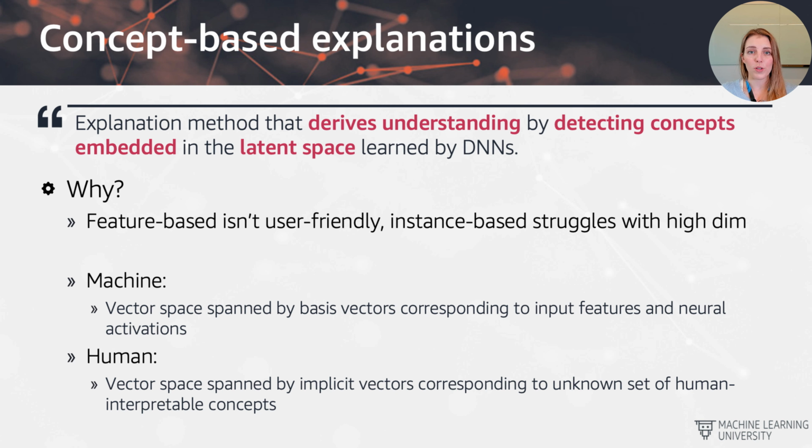Finally, I want to talk about concept-based explanations, or explanation methods that derive understanding by detecting concepts that are embedded in the so-called latent space that is learned by deep neural networks. So this is a rather advanced topic, so I'm just going to give a high-level overview. The idea is that feature-based isn't necessarily user-friendly, and instance-based explanations struggle with high dimensions. So what we want to do instead then is we want to prescribe certain concepts that we want to identify in the latent space, and then give explanations on the back of that.